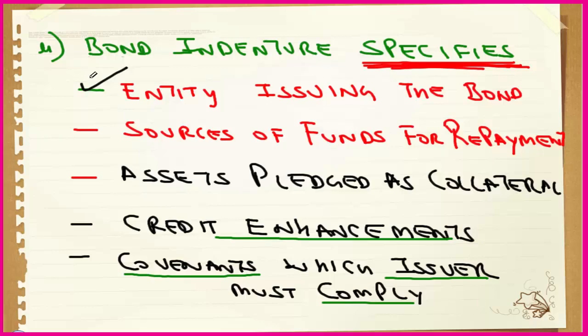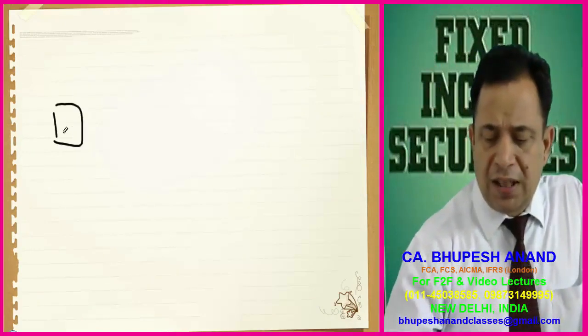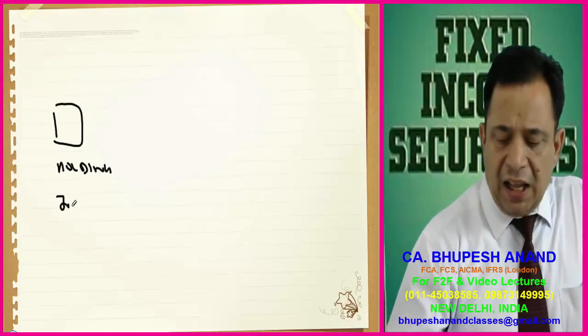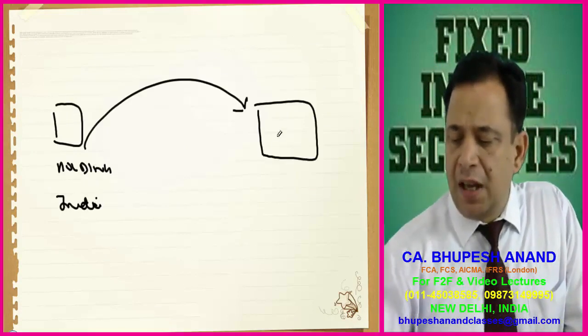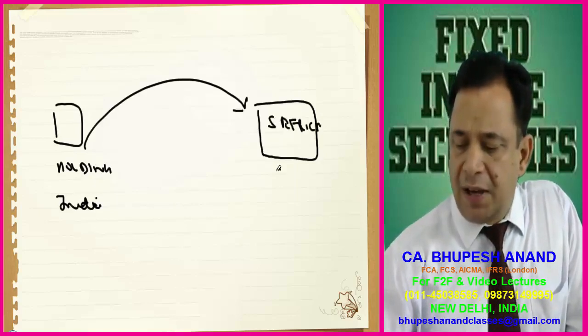Supposedly, for credit enhancement, I want to just explain to you. Suppose this is a holding company in India, and this company has started its own subsidiary company in, let's say, South Africa.